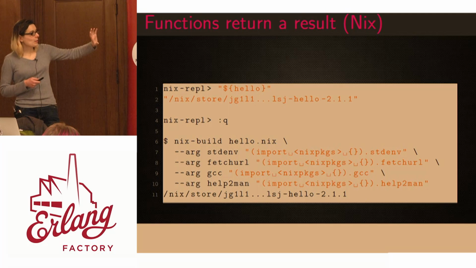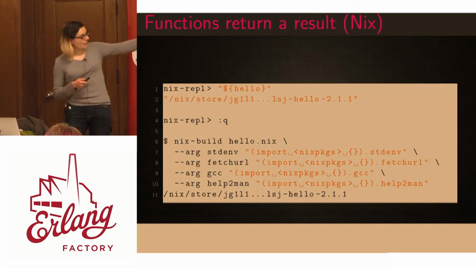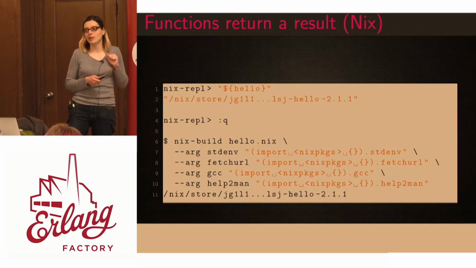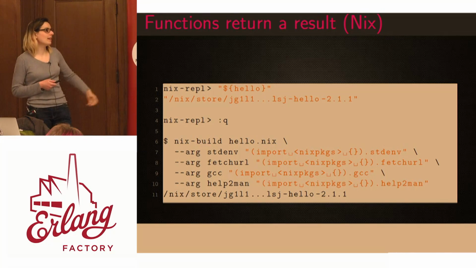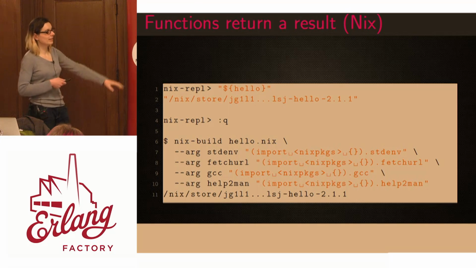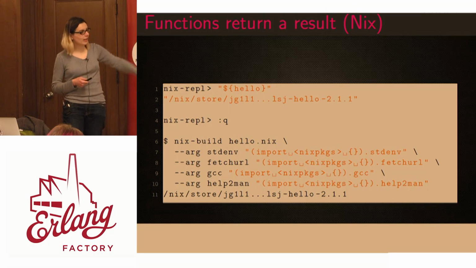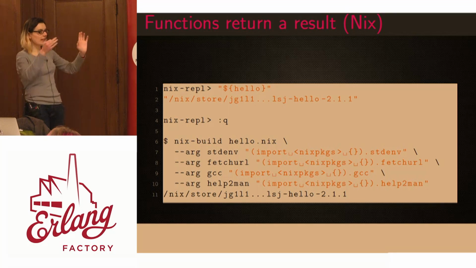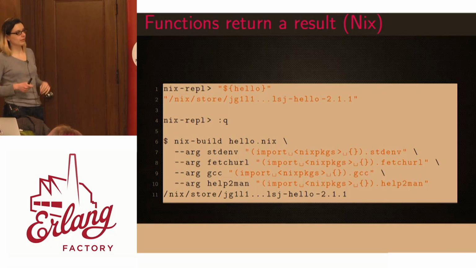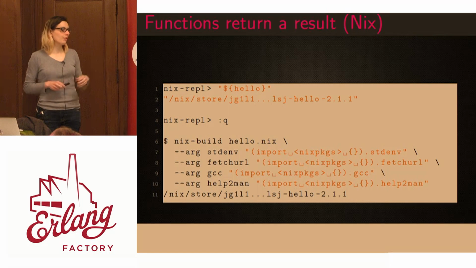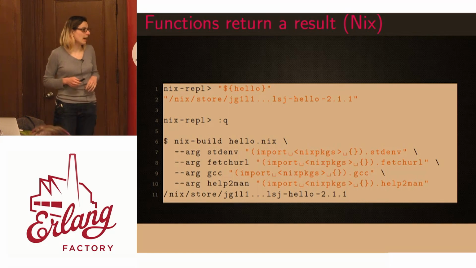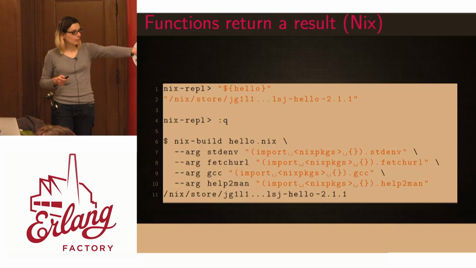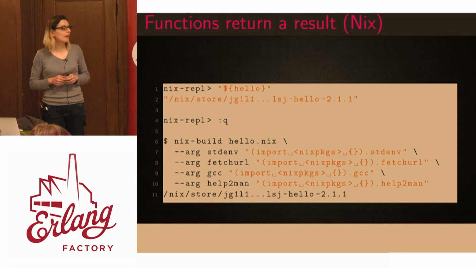So at the second half of the screen, we're just doing a build from the command line, and we're passing in the arguments. It's a little bit messy, but I wanted to show working code in here. You are importing the Nix packages and then just traversing to the attribute standard env and so forth, for fetch URL, GCC, and help to man. And at the bottom, we actually get back the Nix path that's built with all of the binaries inside of it.